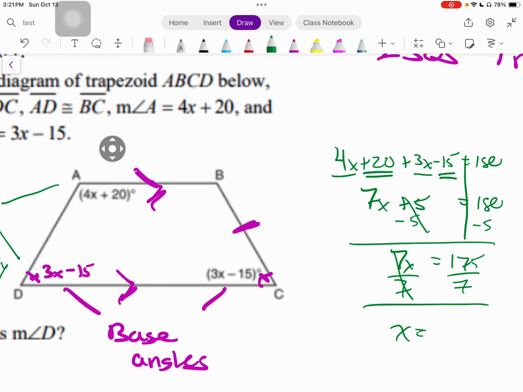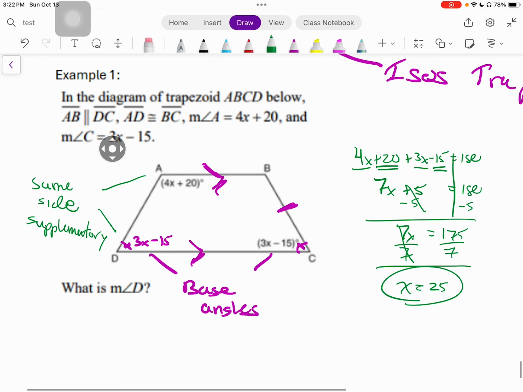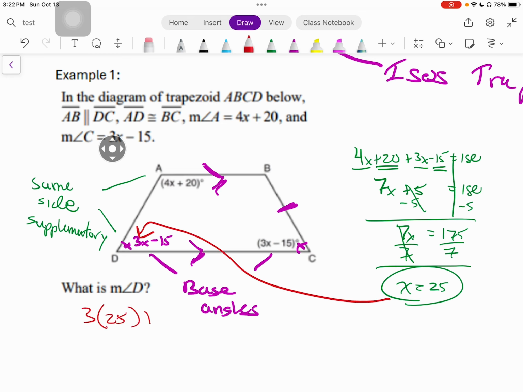Divide by 7. X equals 25. Again, unfortunately, that's not my final answer. It does say what is the measure of angle D. So I have to make sure I take this 25 and plug it back in for x. 3 times 25 minus 15, and that is going to be 60 degrees. That's going to be my final answer here.